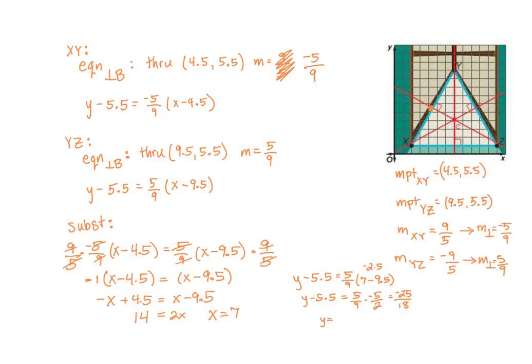So if we add our 5.5 or 11 halves to that negative 25 eighteenths, then we need a common denominator there. So we'll multiply both the top and the bottom of that 11 halves, numerator, denominator, by 9. And that gives me negative 25 eighteenths plus 99 eighteenths, which simplifies to 74 eighteenths.